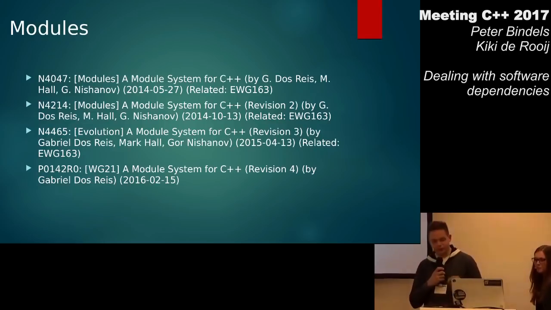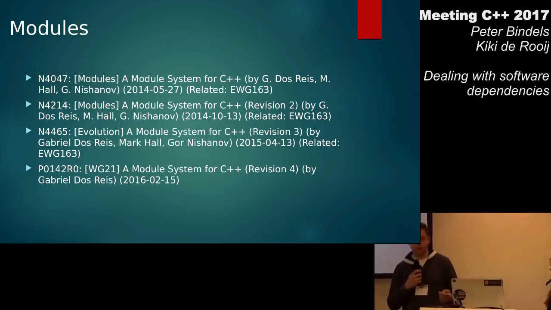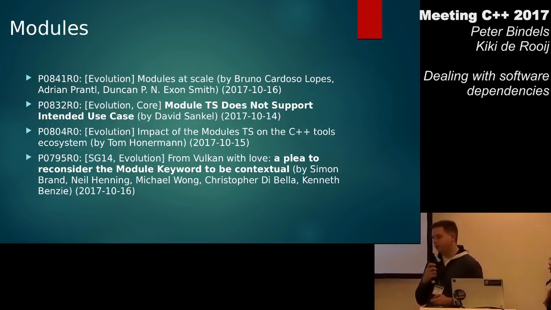So modules started in 2014. There was a proposal done, which was submitted. There was an update done in 2014, another update in 2015, another update in 2016, and there hasn't been a major update since. It's still revision 4. So that might imply that it's sort of stable and people agree that it's a good implementation, a good design. But actually that might not be true.